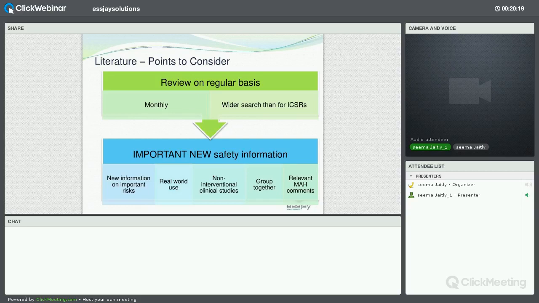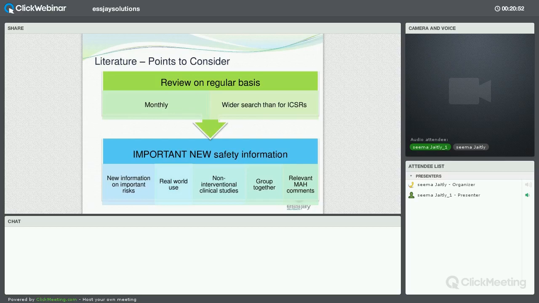It's worthwhile considering whether you need to do a review for class effect as well, depending on the product that you're covering. And it's really meant to look at important new safety information. But you do have to look at other things too. So you have to look at your new information on important risks and missing information, because you are meant to be reviewing them as part of your paper. You need to look at real-world use, and I would say that's through your non-interventional clinical studies.